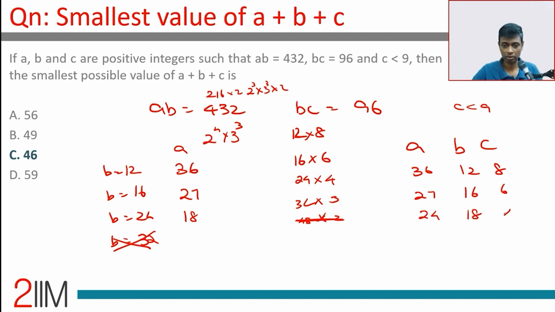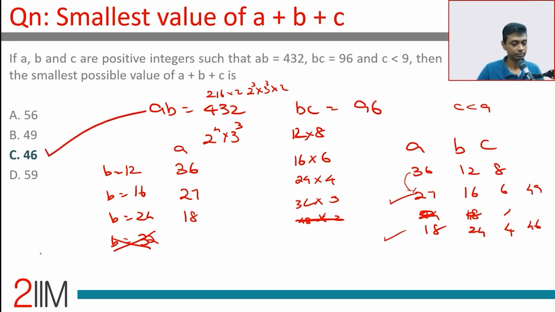Or B is 24, A is 18, C is 4. One of these is the answer. This is minus 9 plus 4 minus 2. So this is better. Just comparing. Minus 9 plus 8 minus 2. This will be better. 27 plus 16 plus 6 is 22. 22 plus 27 is 49. 28 plus 18 is 46.